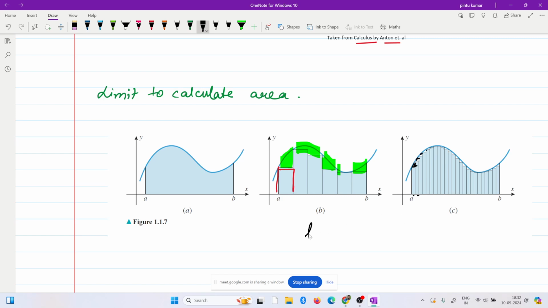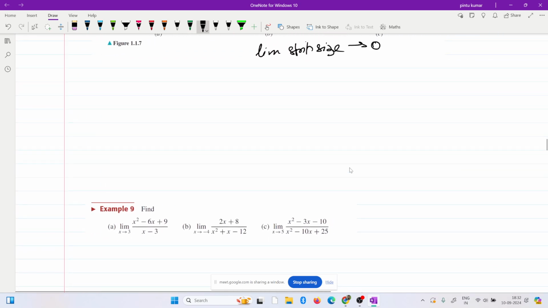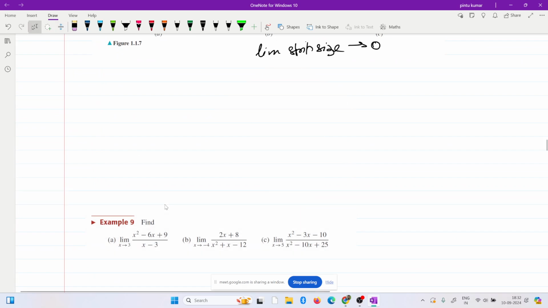Now, if you limit your strip size to 0, then you will get the exact area under the curve. Okay. So this is another example where limit can be useful. Okay. So let's formally define limit.